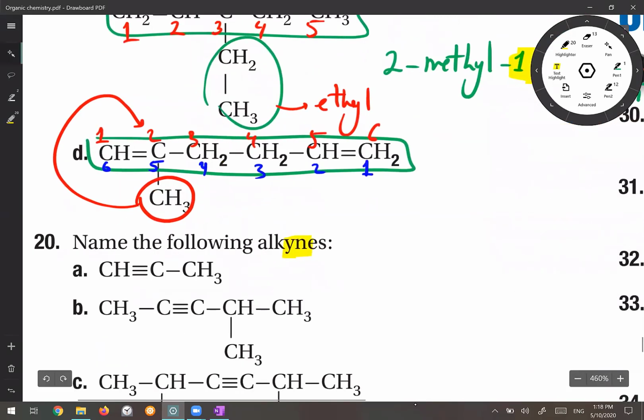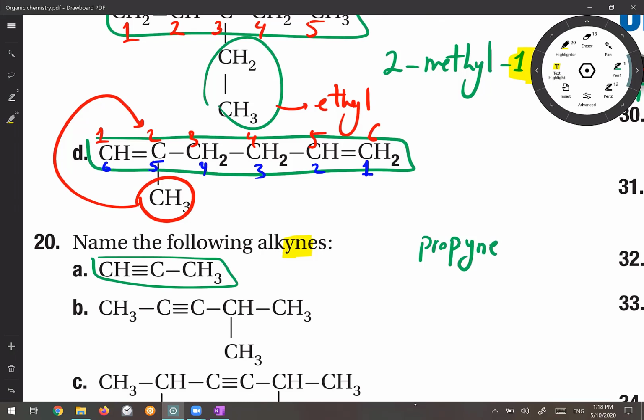The first one, you have 3 carbons without any branches. So this is your parent. It has 3 carbons. So it's propane. Propane, ANE converts to YNE. Do I need to mention the location of the triple bond here?